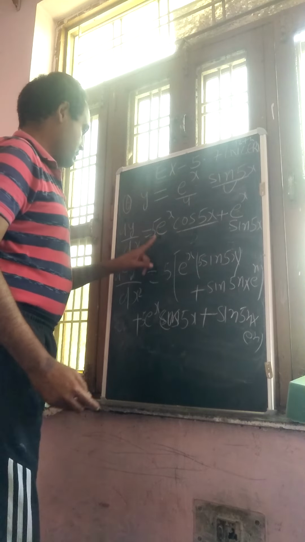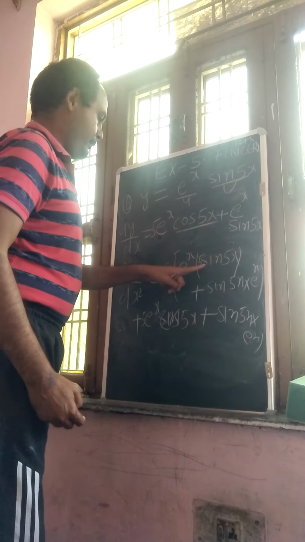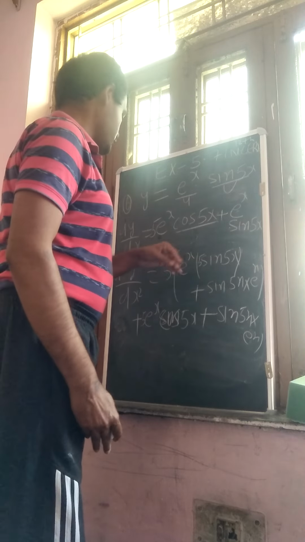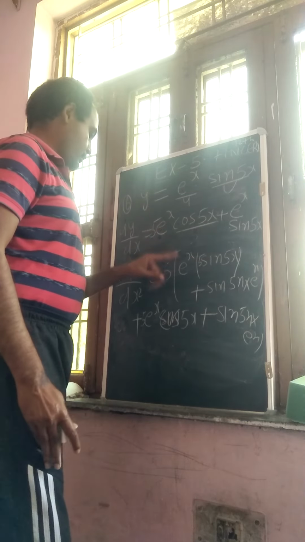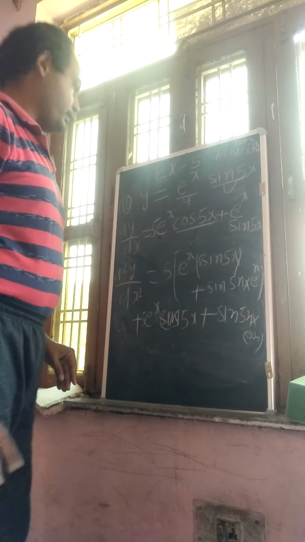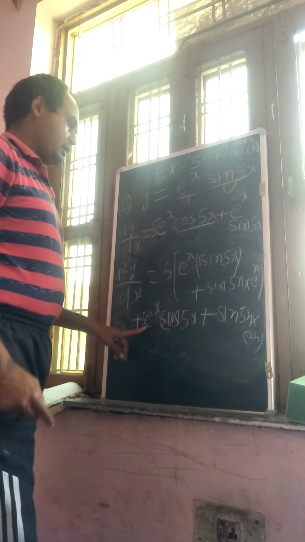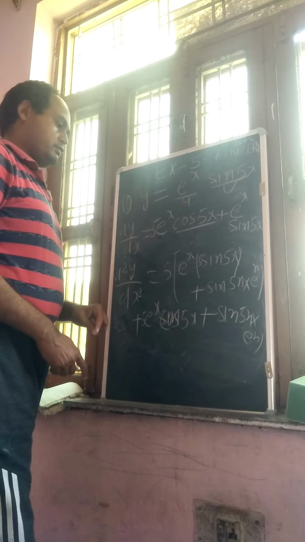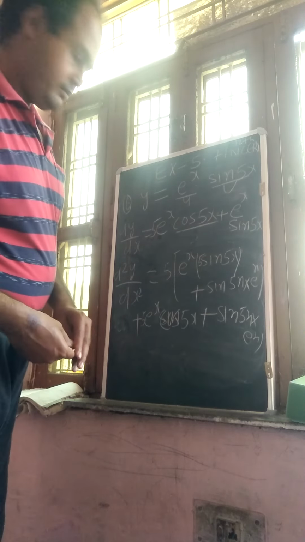5 is constant, e to the power x and 5 the sin 5x plus sin 5x into e to the power x. This is the product of two terms. Here also product. So this is 5 e to the power x and here cos 5x plus sin 5x into e to the power x.